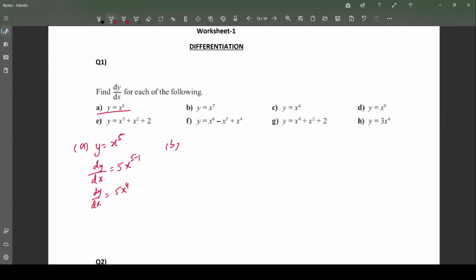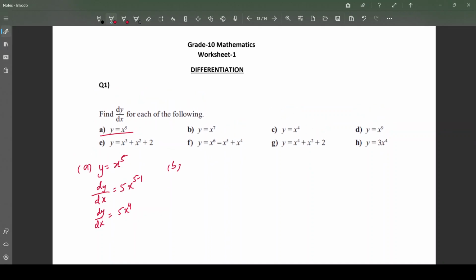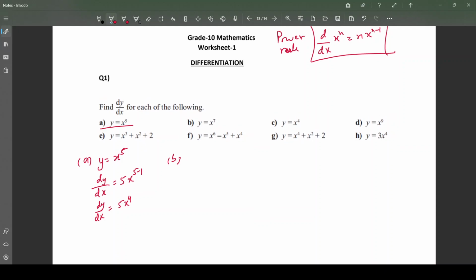So with the same concept, this is a power rule that you have to keep in mind. If you differentiate the function x raised to power n, n will come in front and we have to subtract 1 from this. So this is the power rule to differentiate. Keep this in mind. Okay, so let's do the second question.